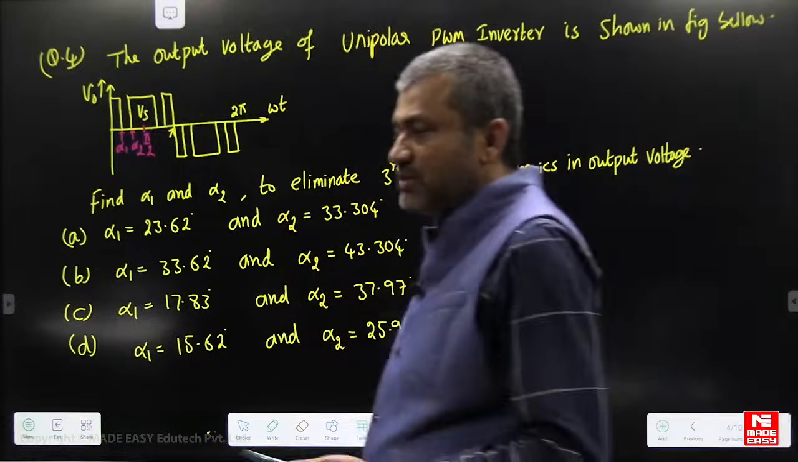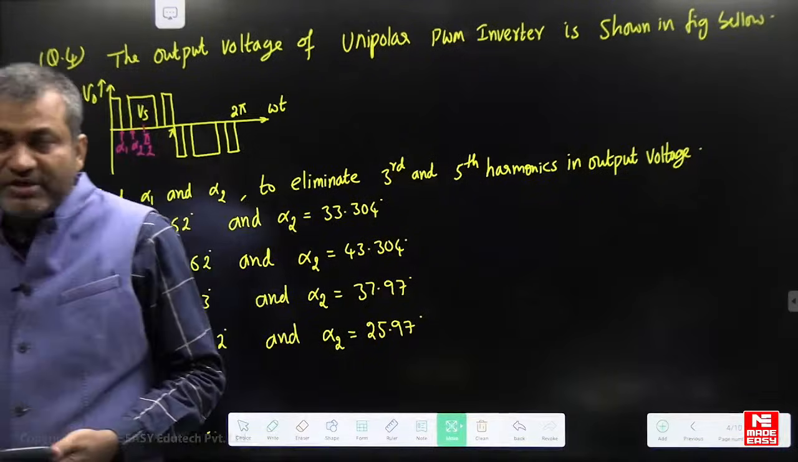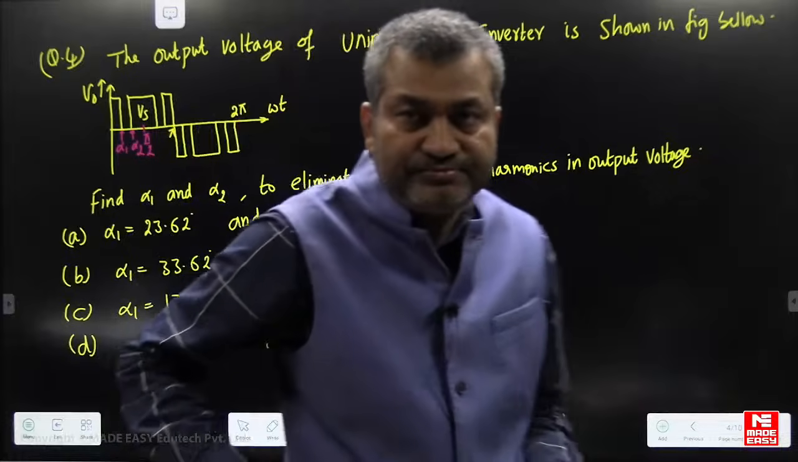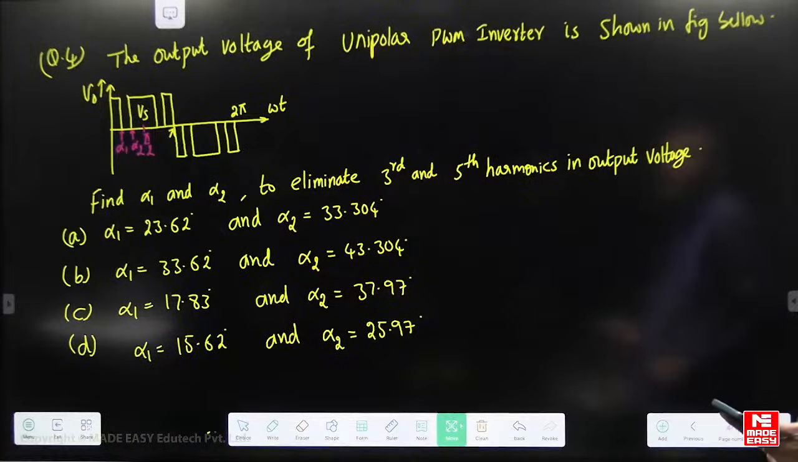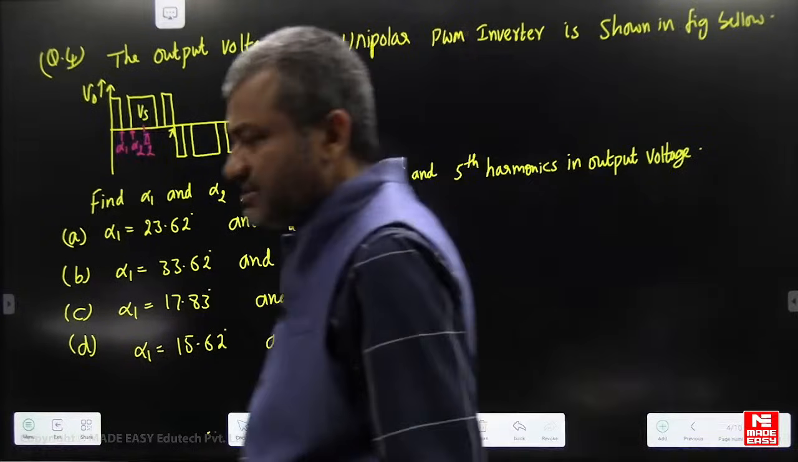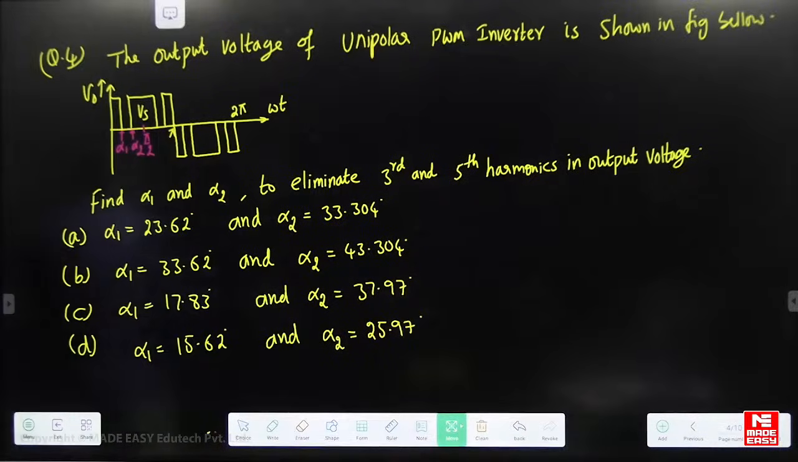Go through the next question, students. Question number 4. The output voltage of a unipolar PWM inverter is shown in the figure. Find the values of alpha 1 and alpha 2 to eliminate the third and fifth harmonics in the output voltage.